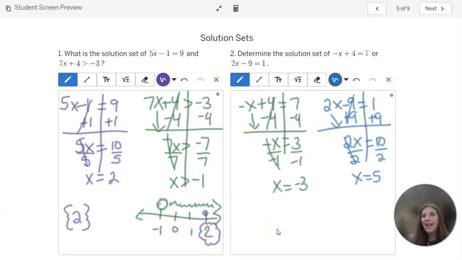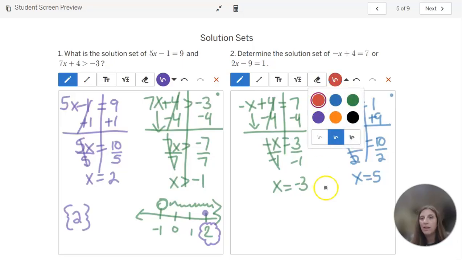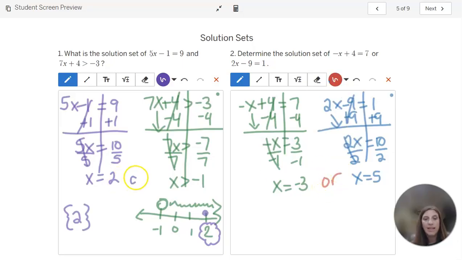All right, I've got them both solved. For this green equation, I got x equals -3, and for the second one, I got x equals 5. This is an or problem, and I'm going to go back and write that in here. This is or, this is and. Oops, that didn't change colors.